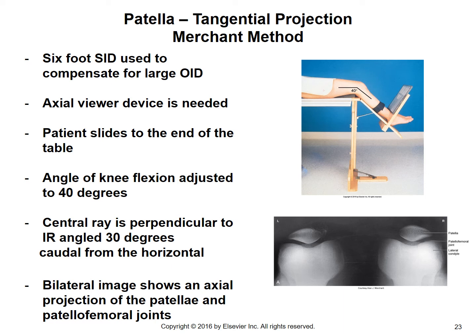And this bilateral image shows an axial projection of the patellae and then the patellofemoral joint. So once again, it's almost like the patellae are kind of floating on top of the condyles.